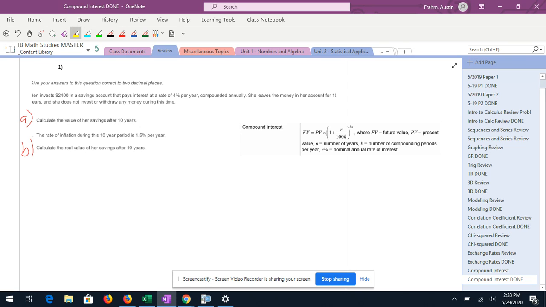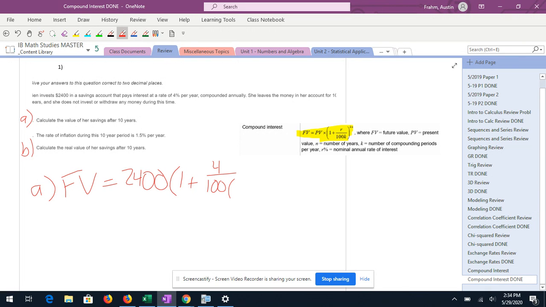All right, so I've given you the compound interest formula over here and what all the variables mean next to it. We are calculating FV, the future value. So it's the present value, which is how much she put into the savings account, which is $2,400, times 1 plus the R value, which is the nominal annual rate of interest, which, again, we do not want to change to a decimal in these examples because a part of the formula is dividing it by 100. So we're going to leave it as 4. That's divided by 100 times K.